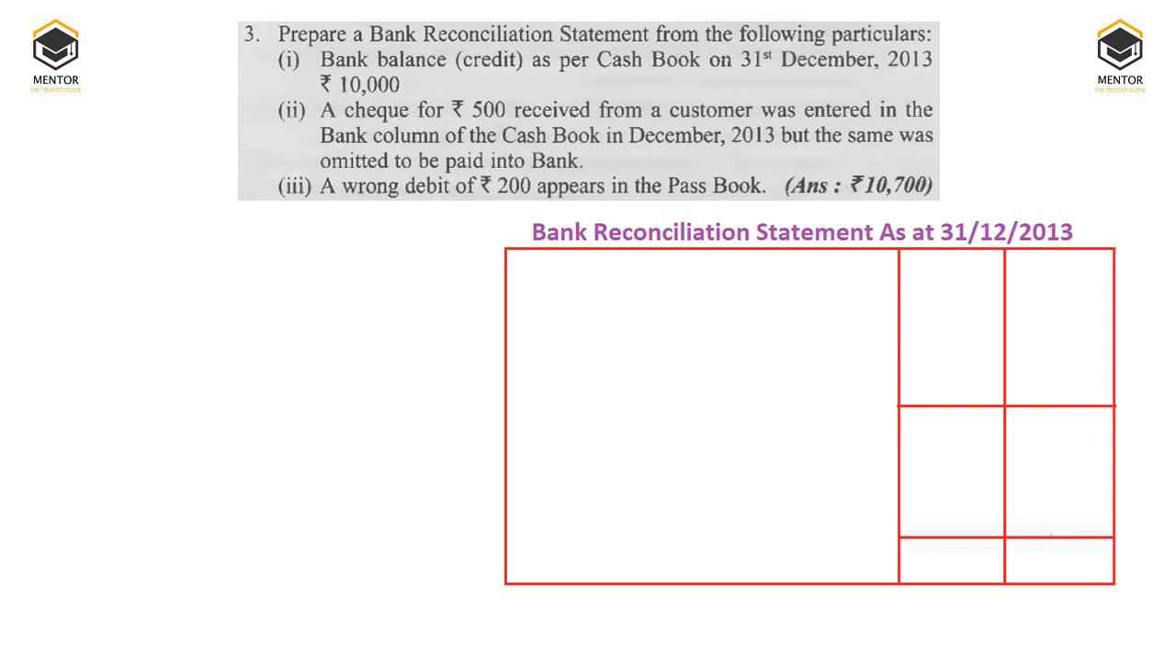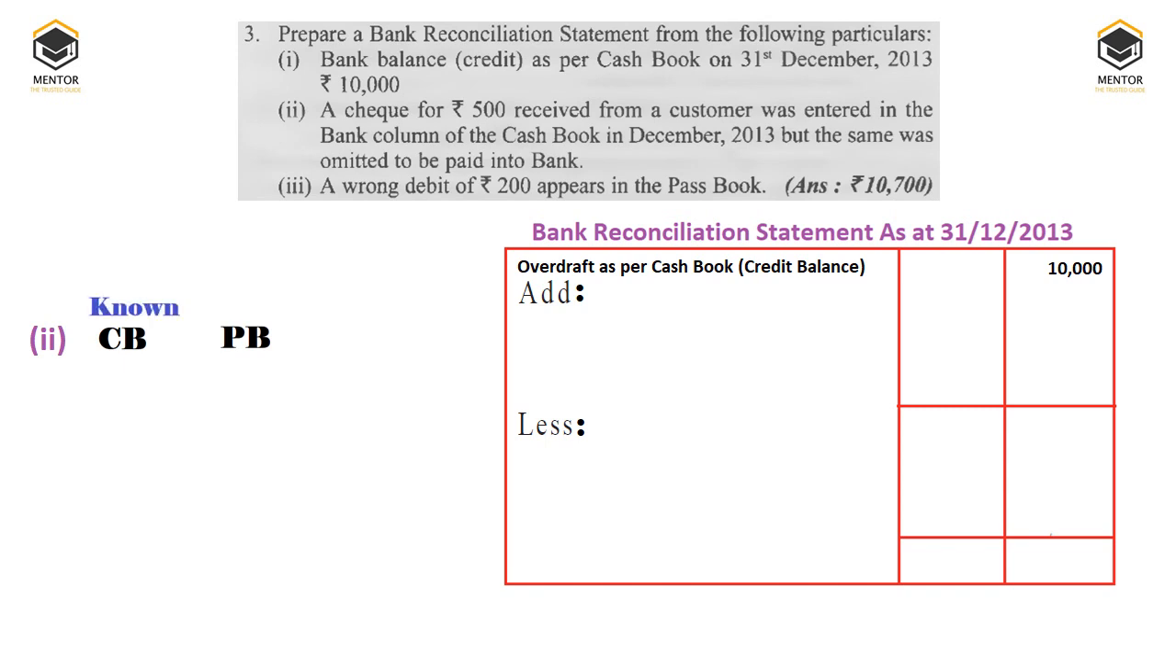So I have drawn the format of the bank reconciliation statement. The main balance is overdraft, I have written as per cash book. Credit balance even I have mentioned for better understanding's sake. The amount is 10,000. Now add and less items. Now we will come to the working note. Second item. So then we will take up the cash book and passbook, two books. Which one is known here? Cash book is known. Which one do we need to find out? Passbook. Therefore, the variation in the passbook balance is very significant, either increasing or decreasing. That we will consider for add and less.